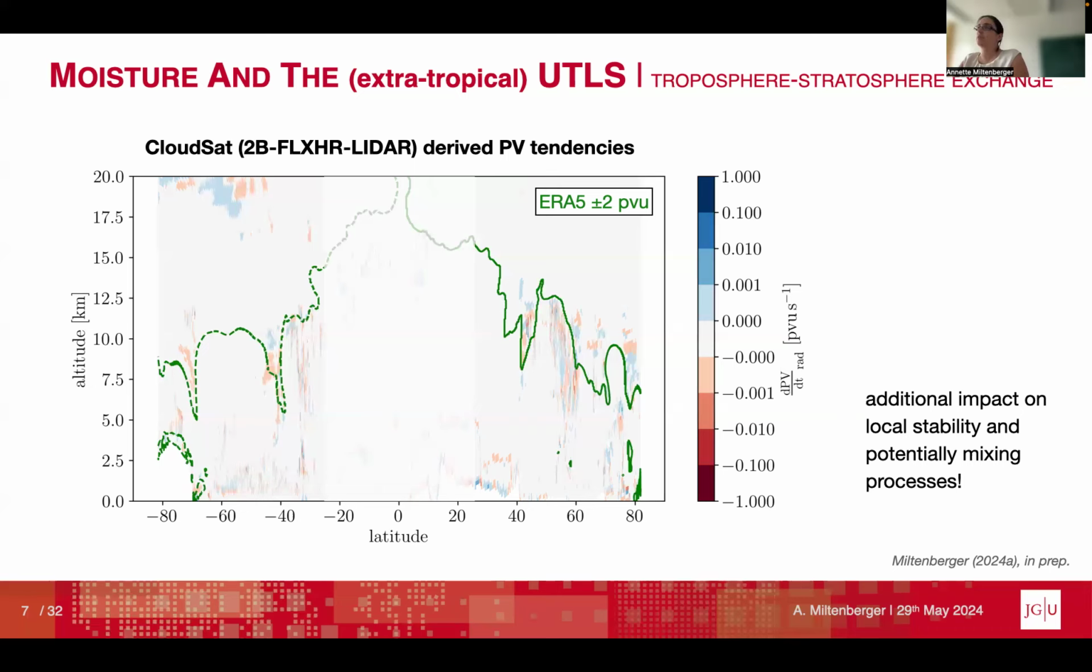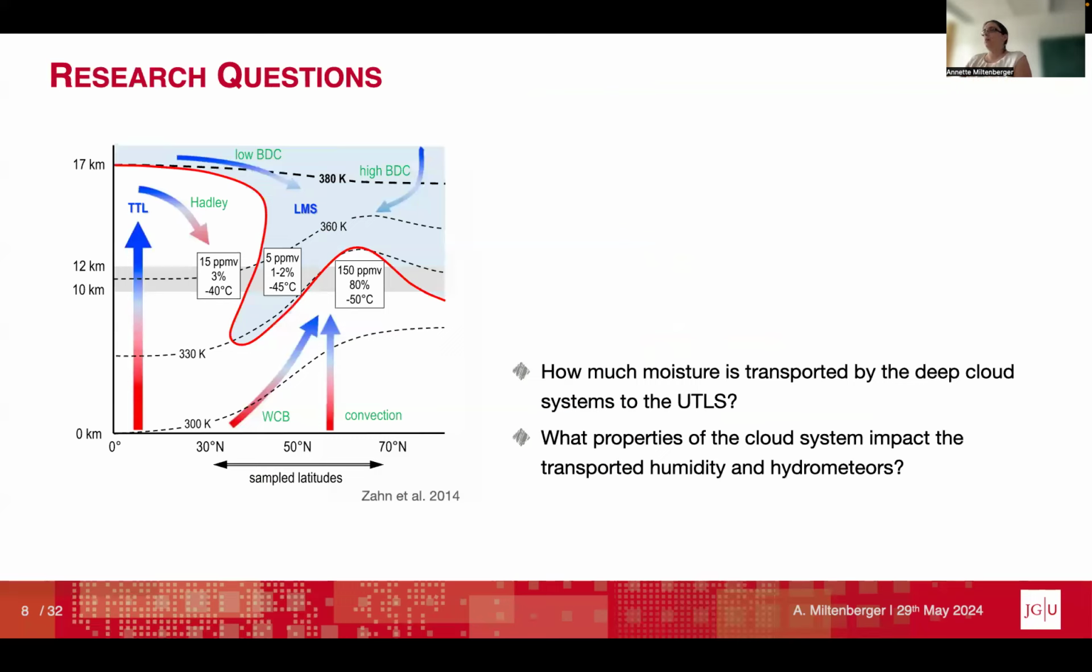This is actually a warm conveyor belt outflow, but this also happens very often within tropopause folds. So this is an indication that this is a process that may be important, and we don't understand it very well. Plus, additionally, of course, local radiative heating has impacts on stability and potential turbulent mixing processes. Okay, but this won't be the focus of today's presentation here.